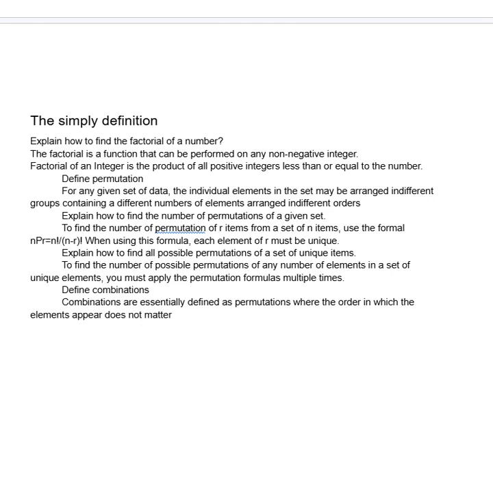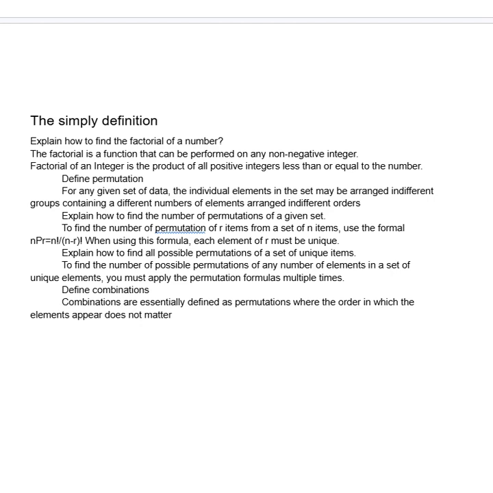Explain how to find all possible permutations of a set of unique items. To find the number of possible permutations of any number of elements in a set of unique elements, you must apply the permutation formula multiple times. Yes, multiple times, like a factorial, but going down.